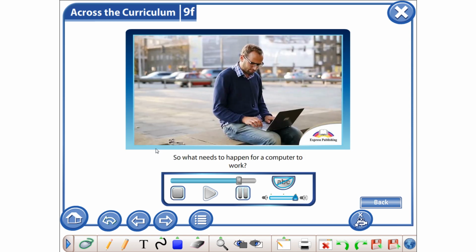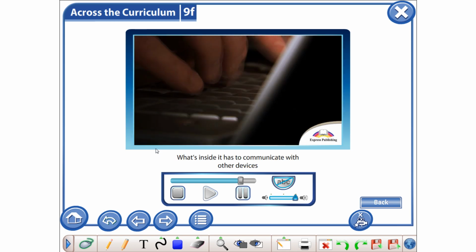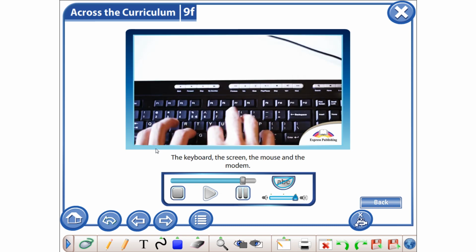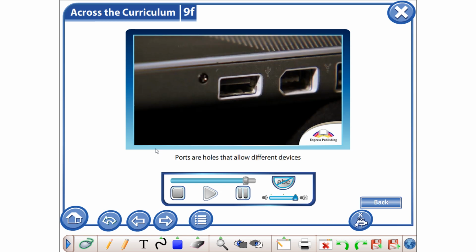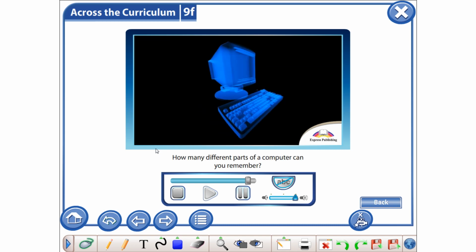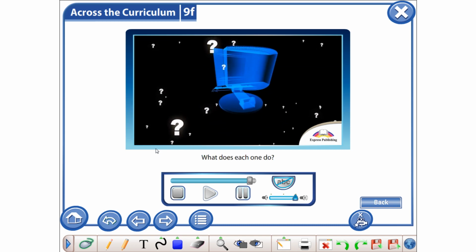So what needs to happen for a computer to work? What's inside it has to communicate with other devices that are on your desk too. The keyboard, the screen, the mouse, and the modem. This happens through ports. Ports are holes that allow different devices to connect with each other. How many different parts of a computer can you remember? What does each one do?